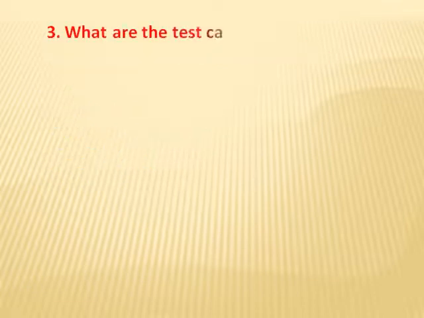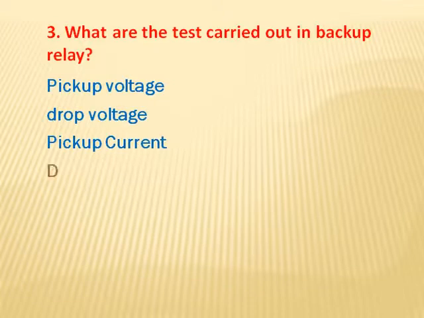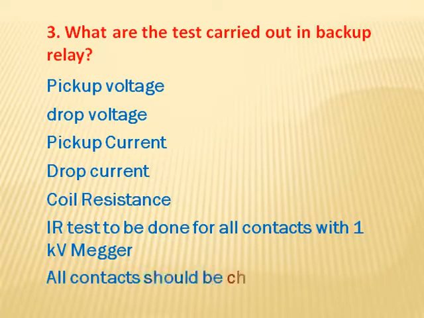What are the tests carried out on a backup relay? Pickup voltage, drop voltage, pickup current, drop current, coil resistance. IR test to be done for all contacts with a 1 kV megger. All contacts should be checked for close and open.